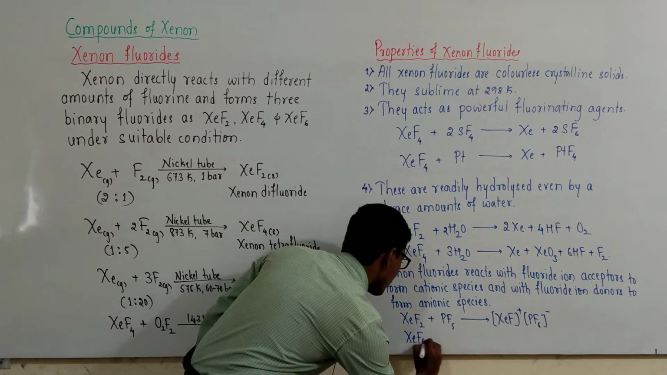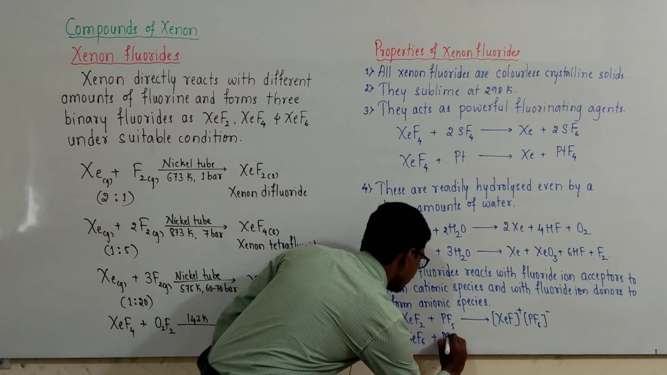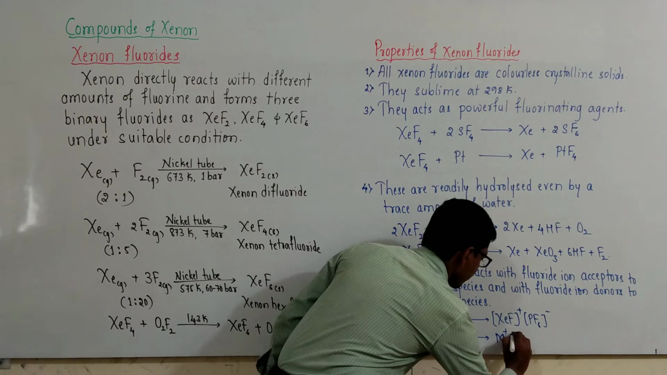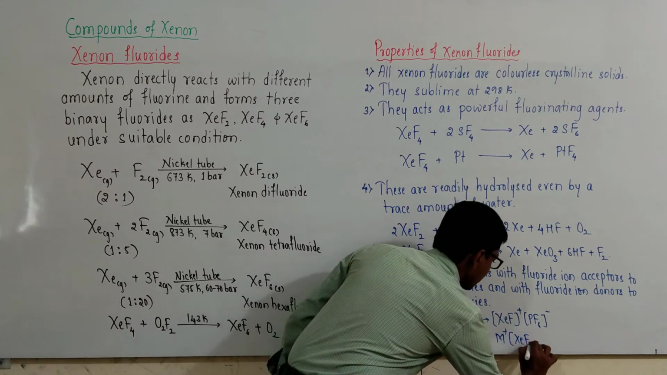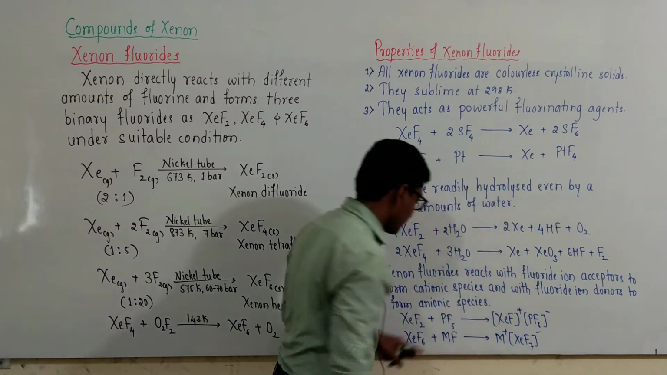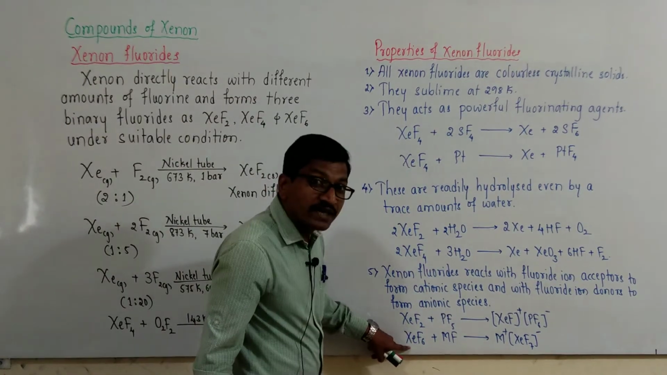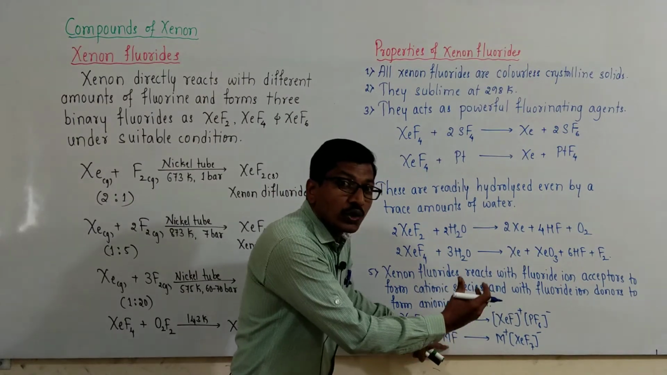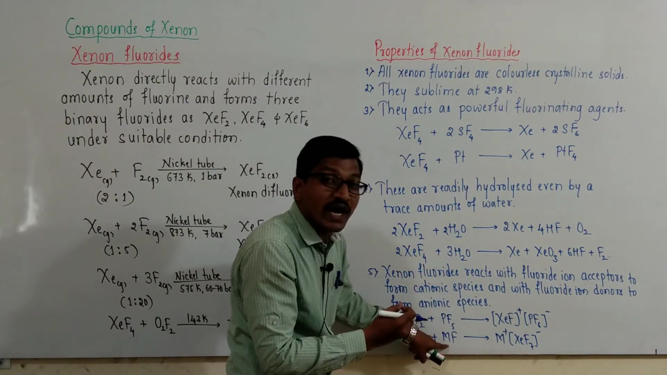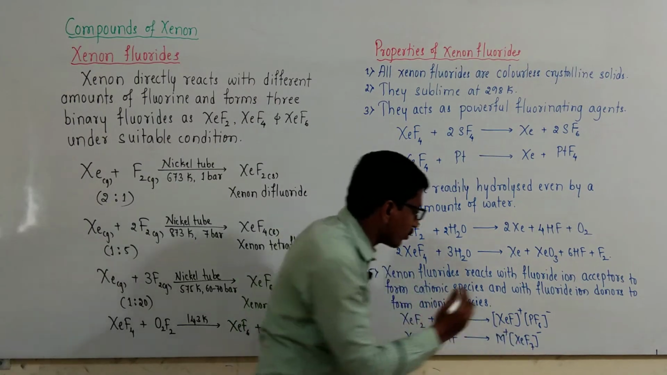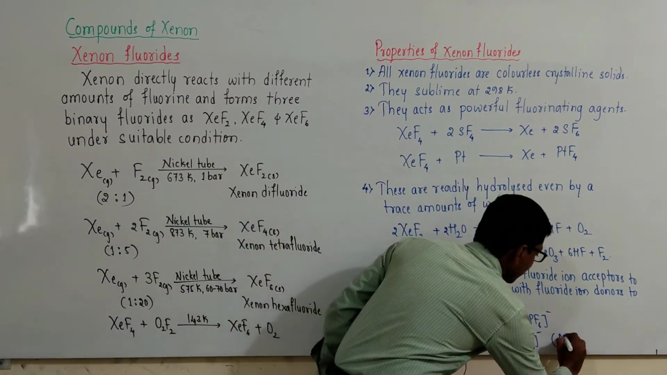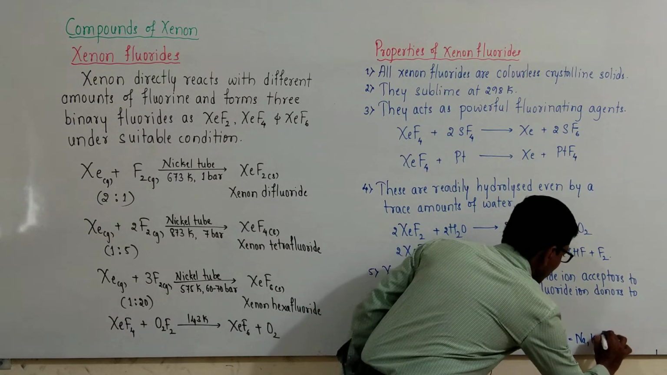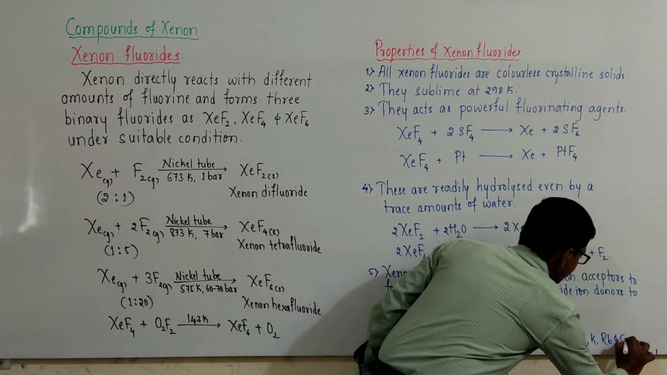xenon hexafluoride reacts with metal fluorides to form M+ XeF7-. These xenon fluorides react with fluoride ion donors. The metal fluoride acts as a fluoride ion donor and it forms anionic species. Here the metal ion M is sodium, potassium, rubidium and cesium.